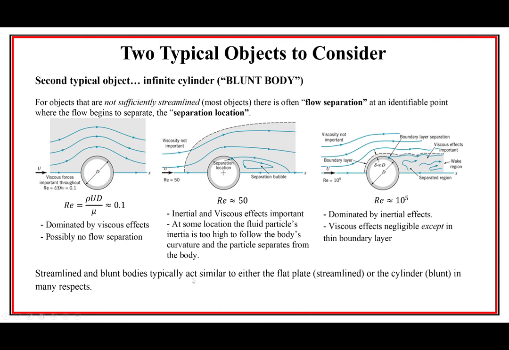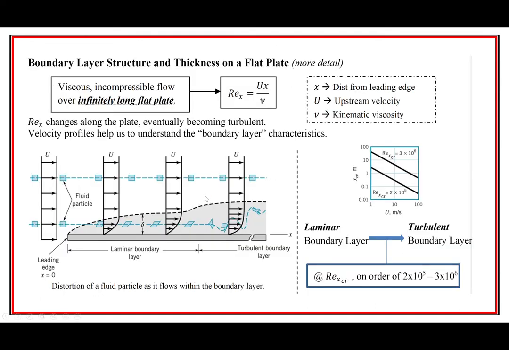So streamlined and blunt bodies typically act similar to either a flat plate or a cylinder, right? So we can have those two different categories of bodies, and then we could have the two different categories of flows, which are laminar and turbulent.